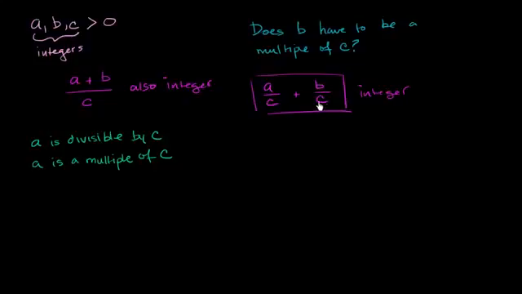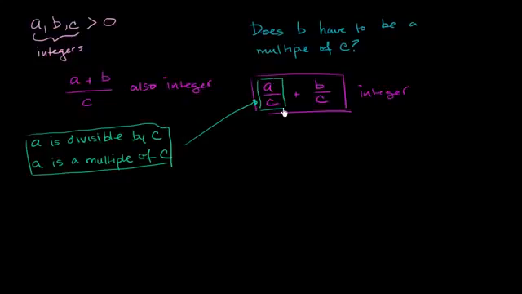Now, what do we know about these parts? Well, a over c, this is a divided by c. We know that a is divisible by c. We know that a is a multiple of c. So a divided by c is going to be an integer. So let me write that. This information right over here tells us that a divided by c is going to be an integer.